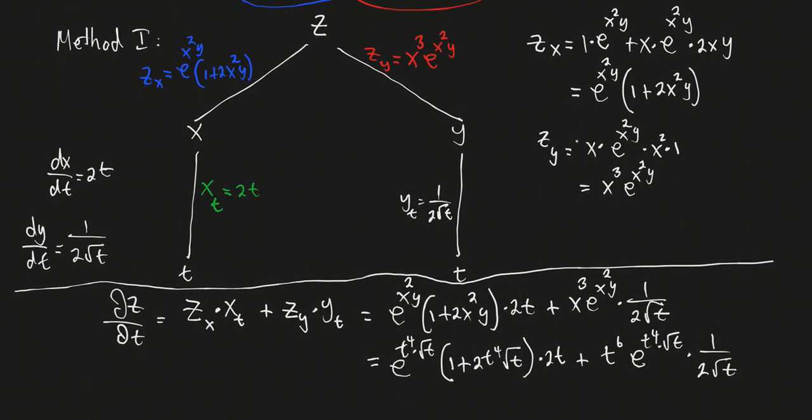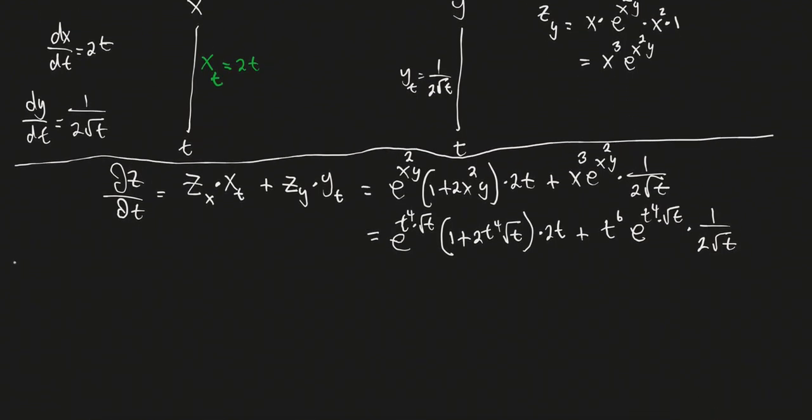So method 2, let me start it right down here, is basically eliminate x and y. Since I want this derivative, then if possible, express z as a function of t.